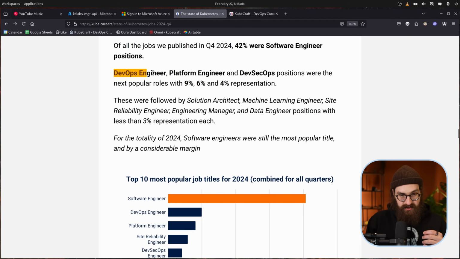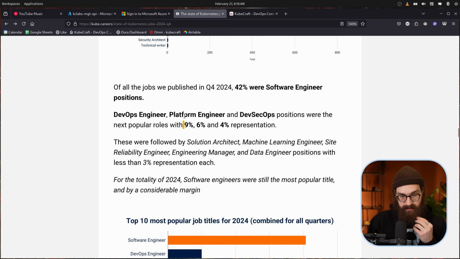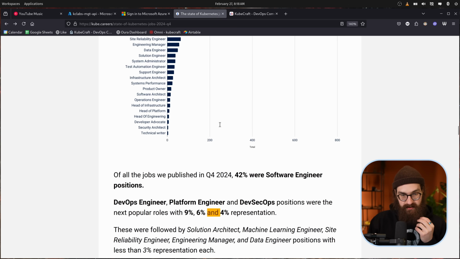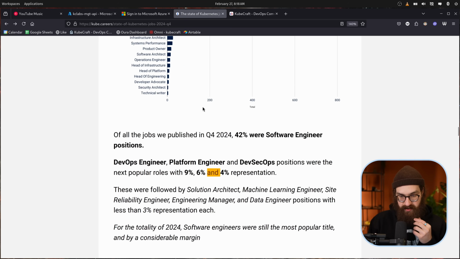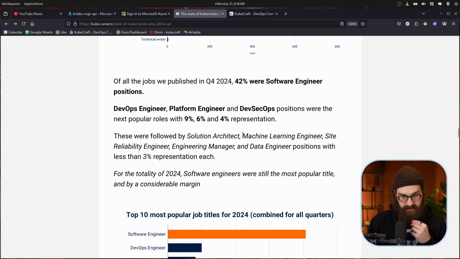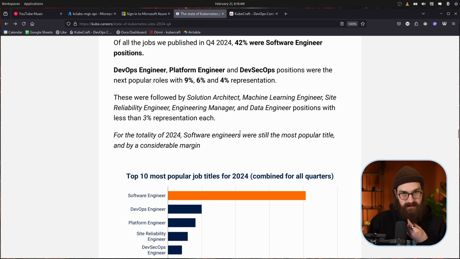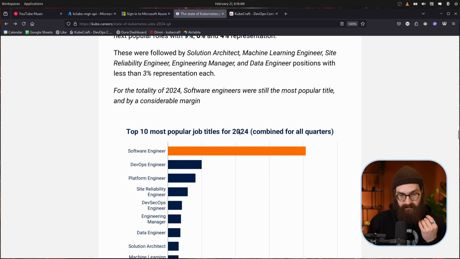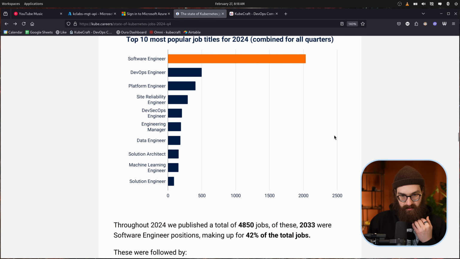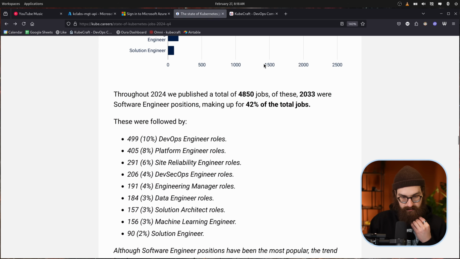So as I said, interestingly, DevOps, platform and DevSecOps positions only make up about 9, 6 and 4%, so that is 19%, whereas the software engineers make up 42%. So yeah, DevOps engineers and software engineers are going to be competing for the same kind of work, apparently. And this is also true for all quarters combined.